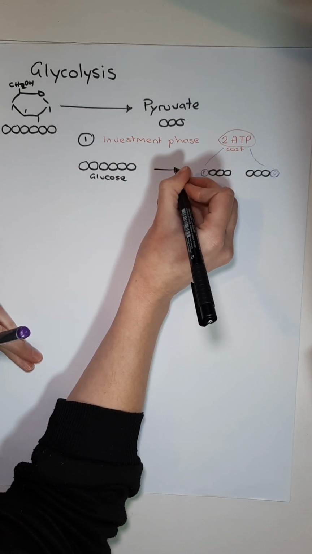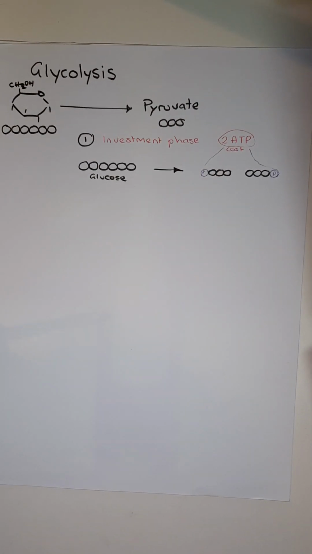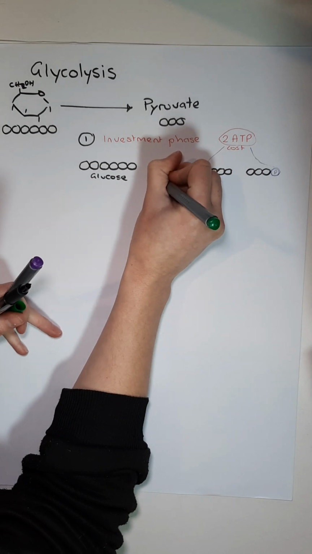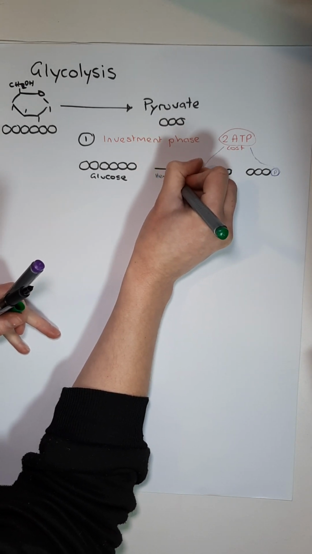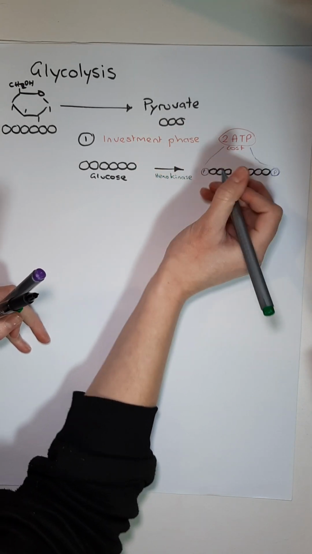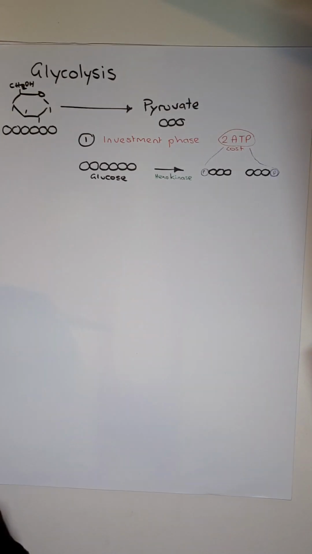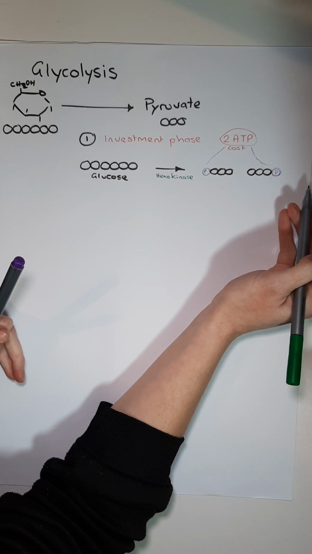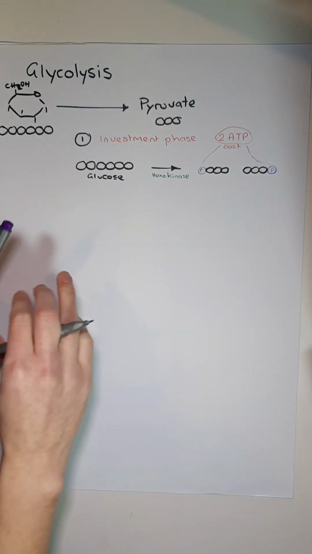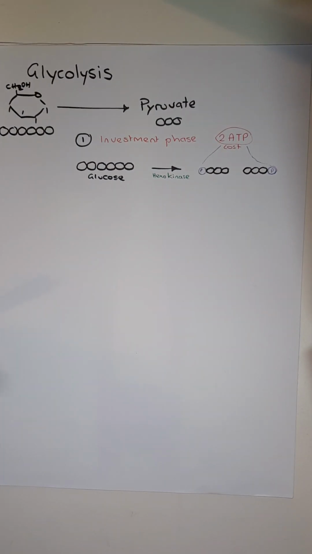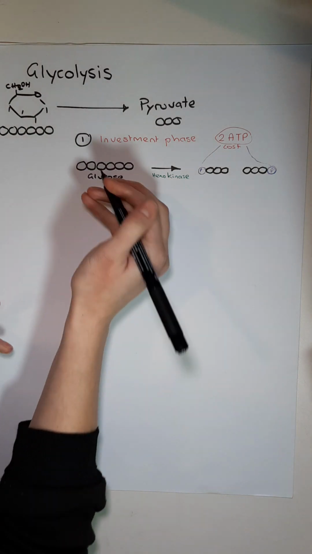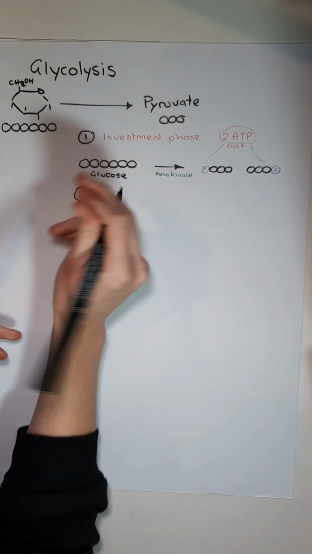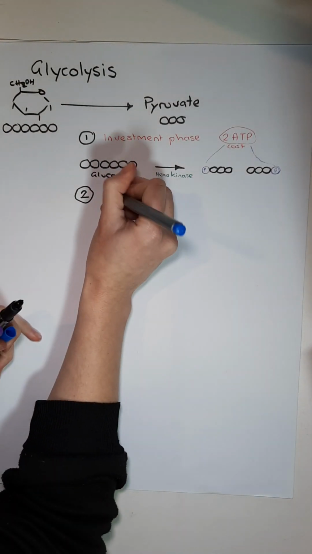And one of the important enzymes to know here is hexokinase, which helps to create this phosphorylation of the 2 3 carbon chains. Okay, so once we've got those 2 3 carbon chains, we can move into the payoff phase. So let's say number 2 is our payoff phase.